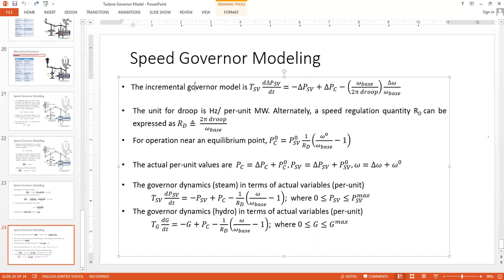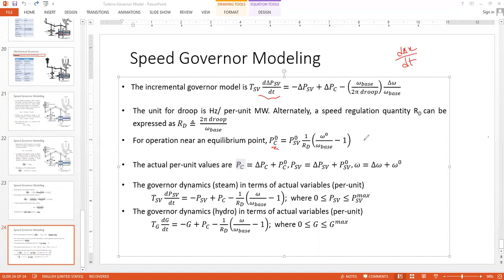This is the incremental model for the actual per unit values, or the representation of the governor model in terms of the actual parameters or actual variables. By actual, I mean it is not the incremental variable, it is not the equilibrium point expression, it is the actual value. So simply what we are saying is that this is with respect to some d del x by dt.